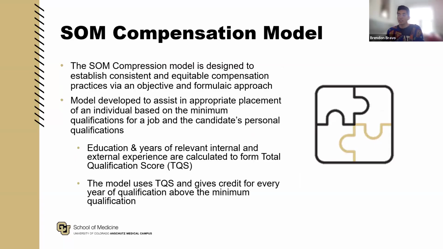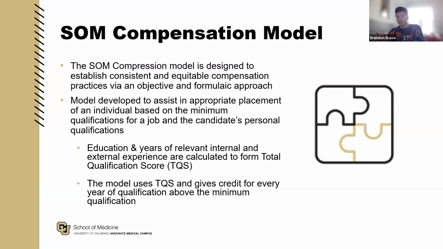So now that we know how our ranges are set, we have a specific model we follow when we are helping set salary ranges and salary approvals. So we have an SOM compression model. It's designed to establish consistent and equitable compensation practices via an objective and formulaic approach. And this was developed to help assist in appropriate placement of an individual based on their minimum qualifications for a job, as well as the candidate's personal qualifications. We do that by creating what's called a total qualification score. You'll hear that a lot. We call it TQS. And this is taking the relevant education and years.